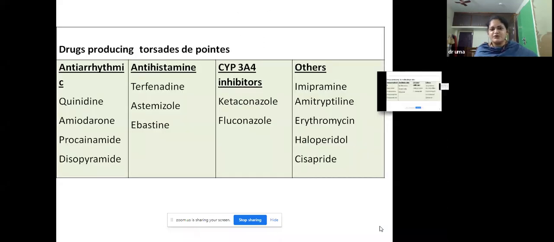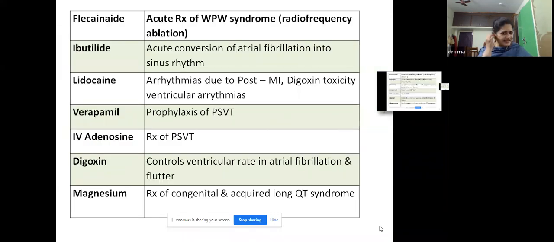These are the drugs which produce torsades de pointes. Mainly in antiarrhythmics, class 1A drugs: quinidine, procainamide, disopyramide, and amiodarone cause torsades de pointes. In antihistamines, it is terfenadine, astemizole, and ebastine. And antifungals like ketoconazole, fluconazole. Other drugs: cisapride in the GIT, they are more prone to QT prolongation. Haloperidol, erythromycin, amitriptyline, and imipramine are the other drugs. Flecainide is used in the acute treatment of Wolff-Parkinson-White syndrome, but the treatment of choice is radiofrequency ablation.